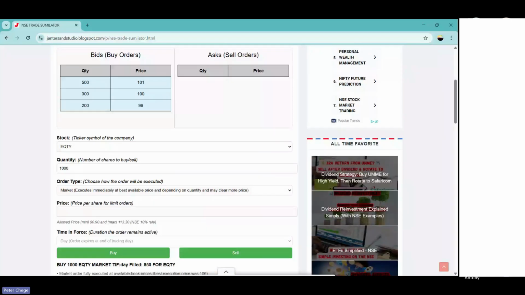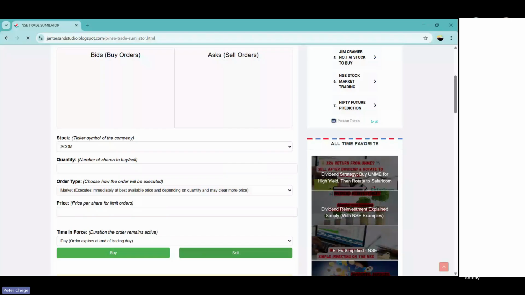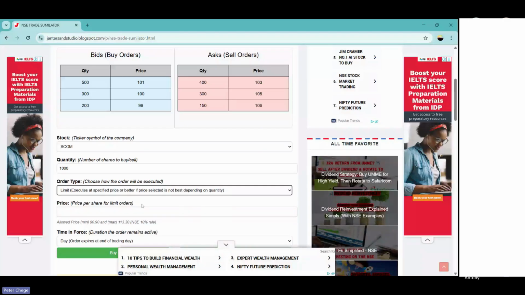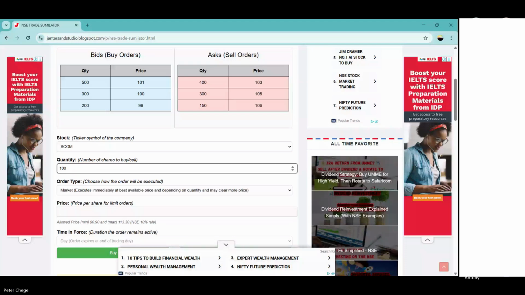Let me refresh again. We see now the next type. Again, 1,000 shares, we go for limit. So for market, you have seen, you're not quoting any price. Let's do a market order. And this is dummy. Don't worry about submitting the order. It's not connected to your account. You can practice with it.